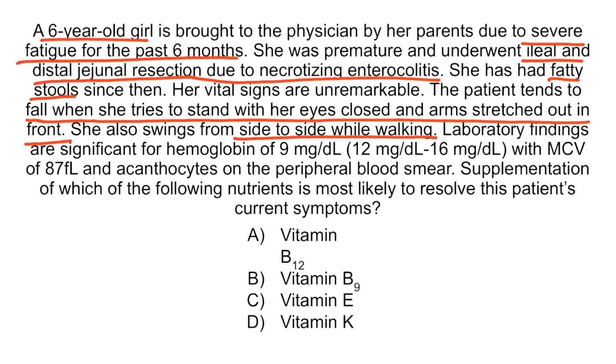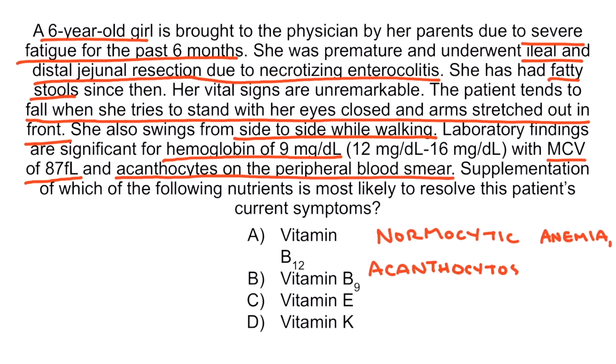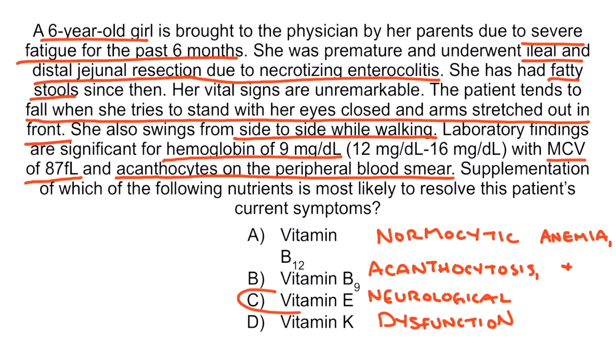A positive Romberg test can be caused by dorsal column dysfunction, while ataxia can be caused by spinocerebellar tract dysfunction. Laboratory findings are significant for hemoglobin of 9 with MCV of 87 and acanthocytes on the peripheral blood smear. Normocytic anemia and acanthocytes, along with neurological dysfunction, is characteristic of vitamin E deficiency. This patient is likely deficient in vitamin E due to malabsorption. Therefore, vitamin E supplementation is the most likely to resolve her current symptoms. The correct answer is option C.